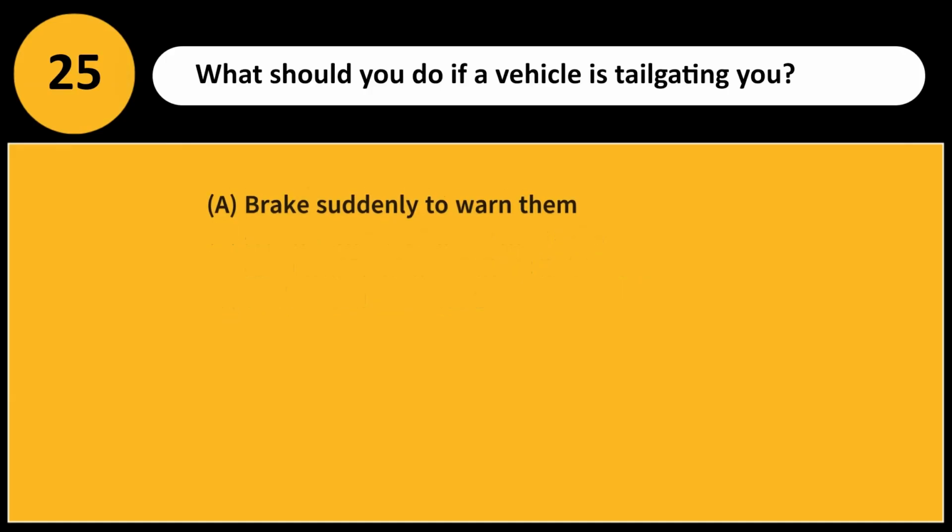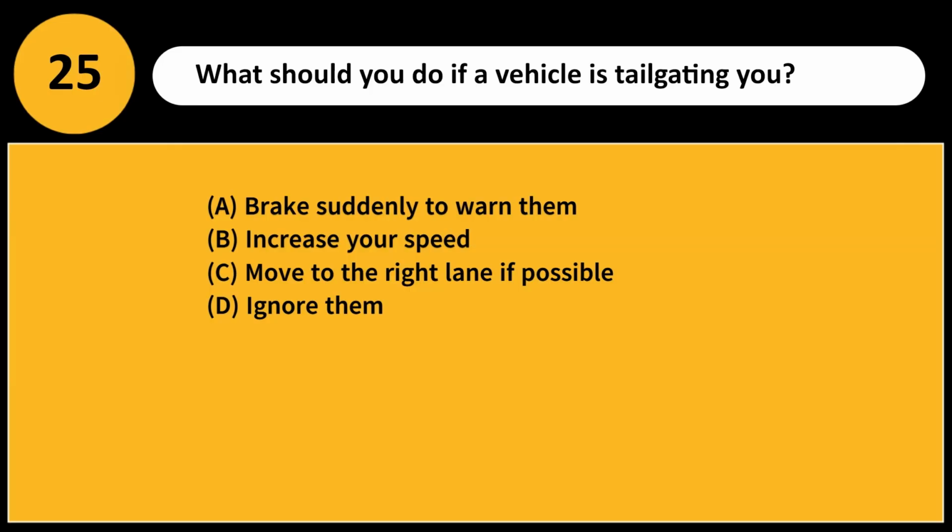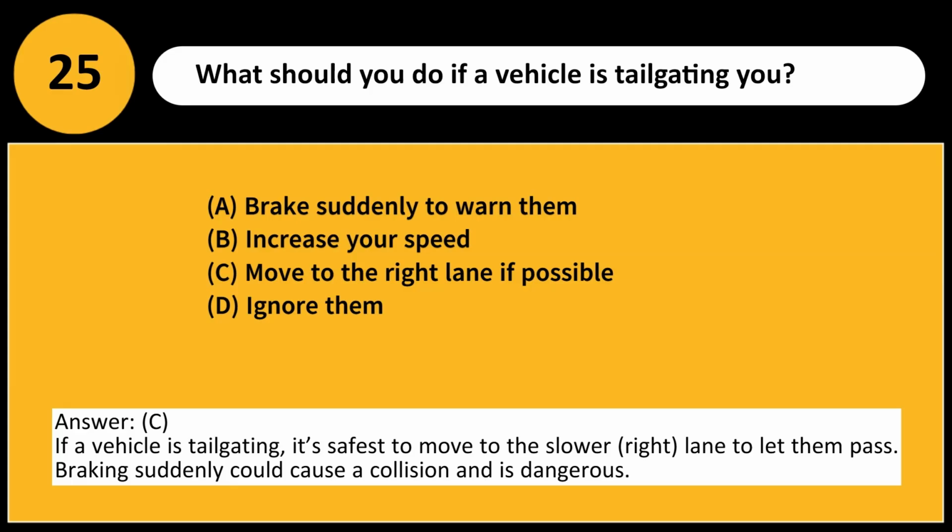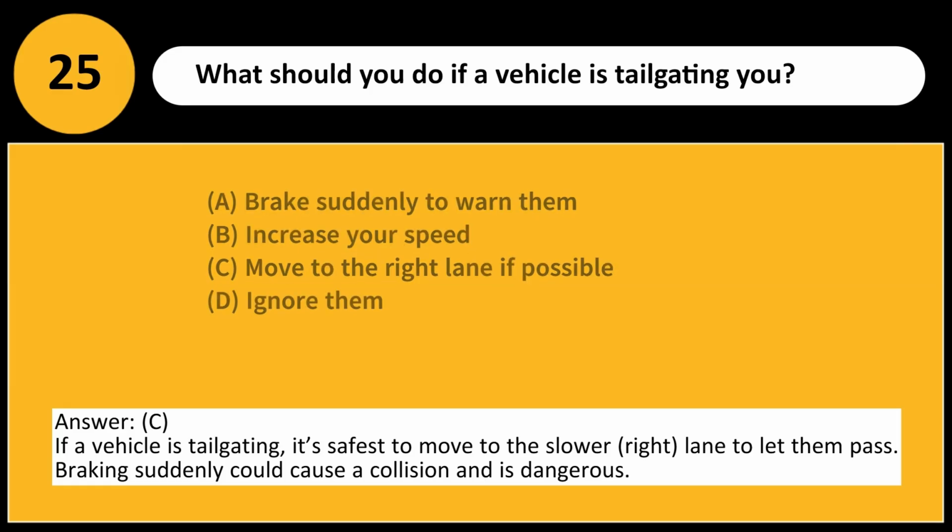What should you do if a vehicle is tailgating you? A. Brake suddenly to warn them. B. Increase your speed. C. Move to the right lane if possible. D. Ignore them. Answer: C. If a vehicle is tailgating, it's safest to move to the slower, right, lane to let them pass. Braking suddenly could cause a collision and is dangerous.